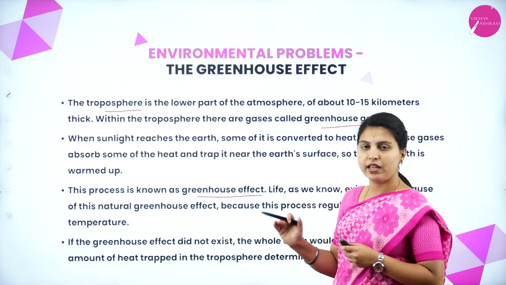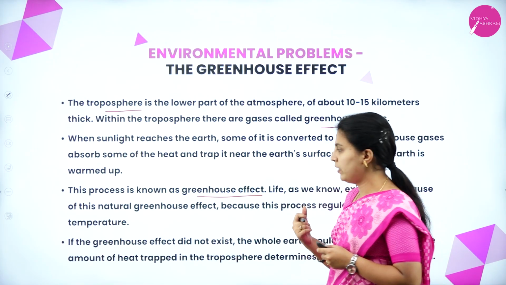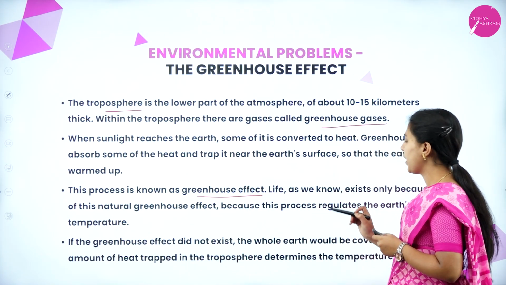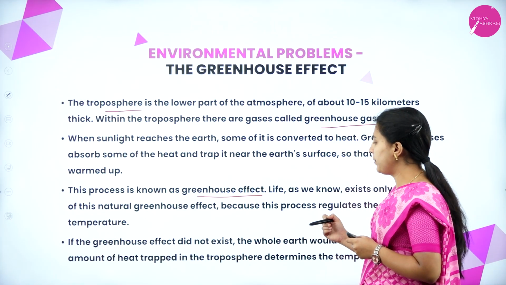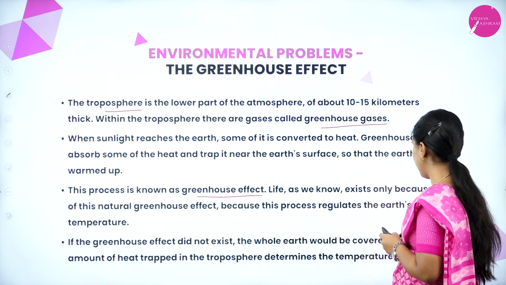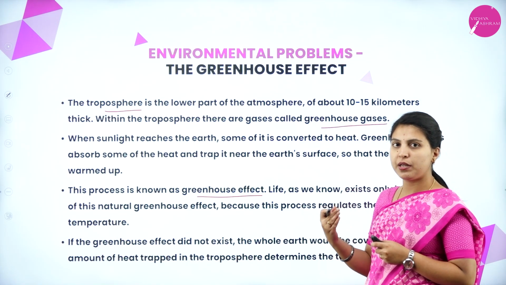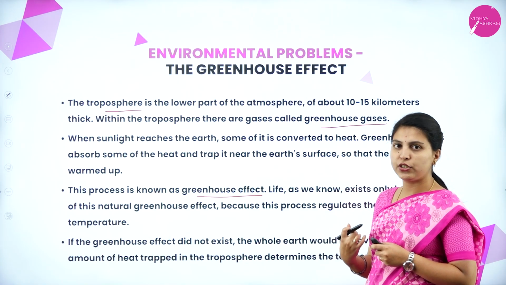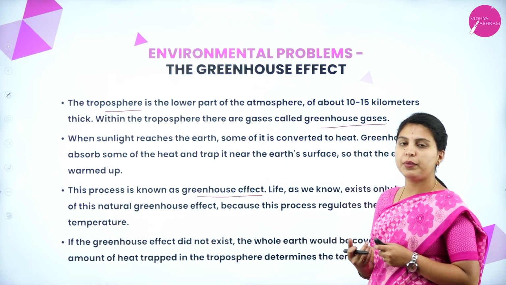This is the normal greenhouse effect, in which we need heat and also light, because of sunlight. If the greenhouse effect did not exist, the whole earth would be covered in ice. The amount of heat trapped in the troposphere determines the temperature on the earth. Whatever sunlight the troposphere traps, that much temperature will be absorbed by the earth. If it is not absorbed by the troposphere, our earth will be completely covered by ice.